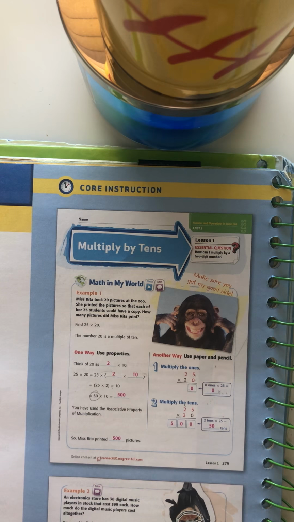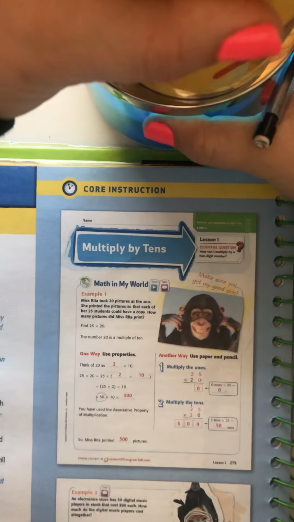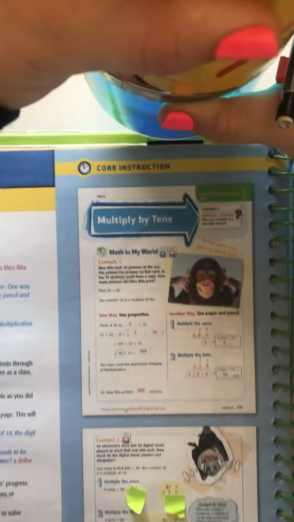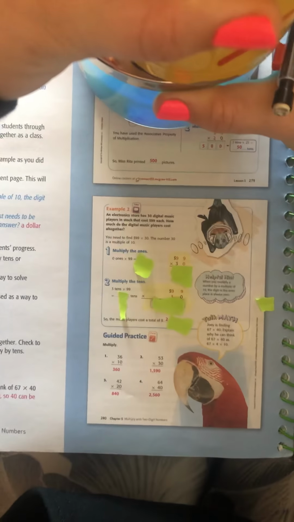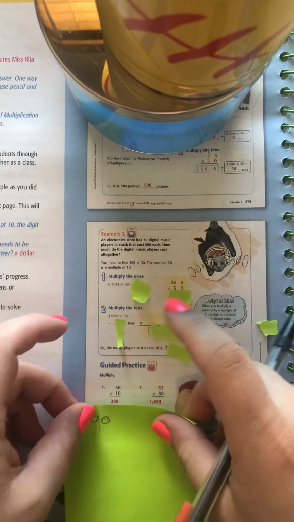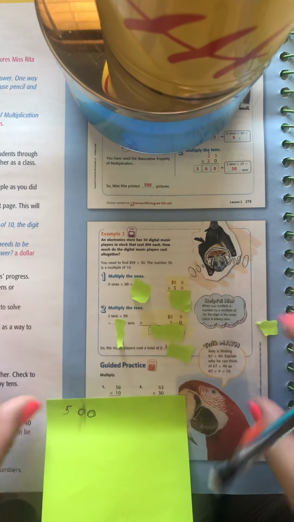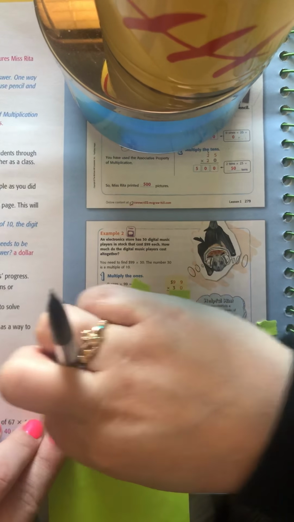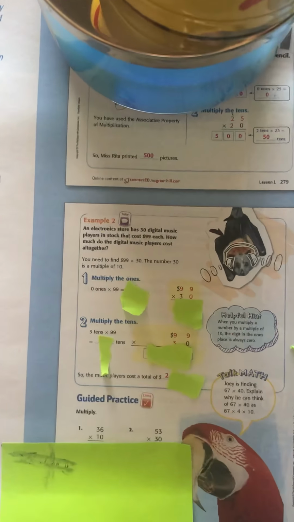All right, so let's go ahead and read our next example. So it says, for example number 2, we are on page 280 right now. Whoops, let me cover that up. All right, so let me zoom in on here.